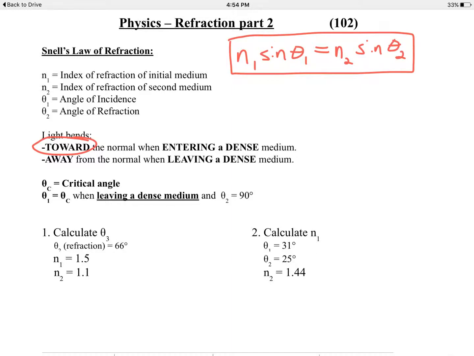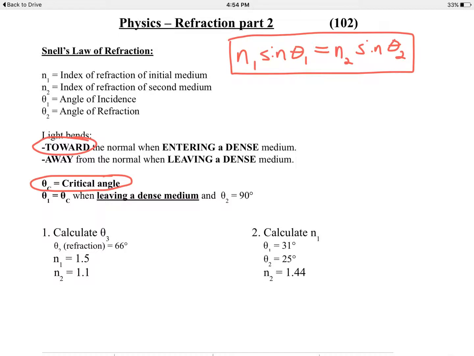So let me add to this now. We have what's called a critical angle, theta sub c. And a good definition is that theta sub c, the critical angle, is when you start in a dense medium, you're leaving the dense medium, going into a less dense medium, in which theta sub 2 becomes 90 degrees. Let me do this mathematically first, and then I'll demonstrate it.